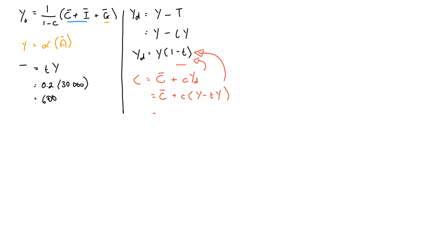Now, once again, if we do a bit of factorization, this is what we end up with. We end up with autonomous consumption plus your marginal propensity to consume times one minus T, multiplied by your income at that point in time.